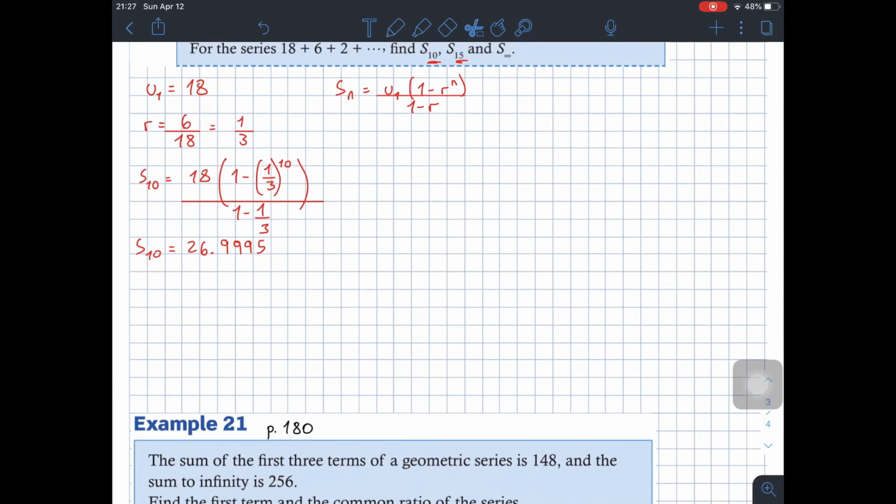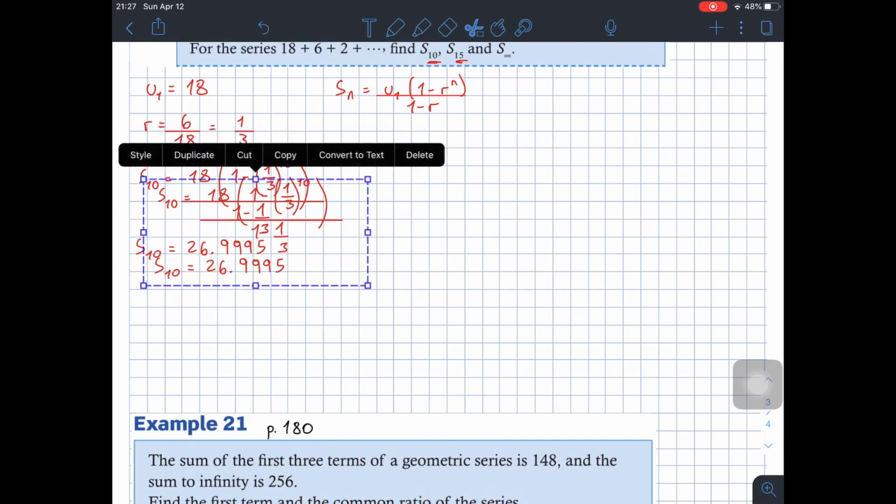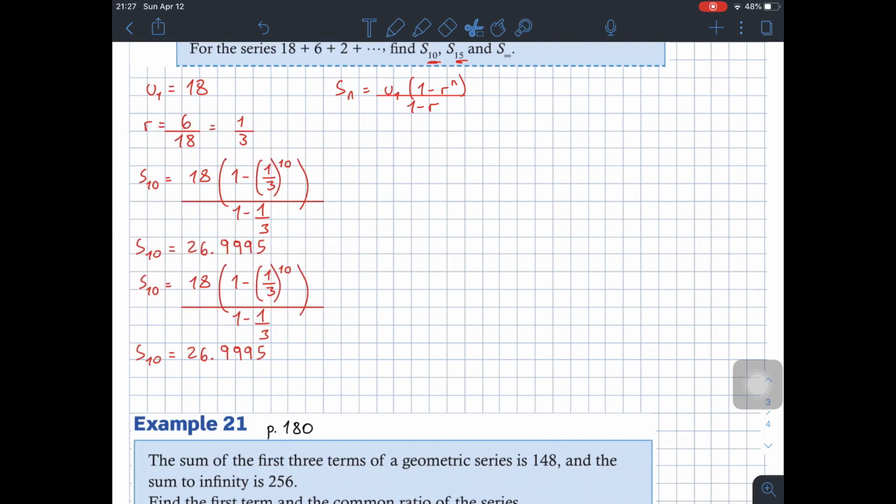Okay, then we do the same thing to calculate S15, the sum of the first 15 terms. I'm going to change these numbers a little bit. This would be 15. So this is 15 over here, 15 and 15. If you do that in your calculator, you should get a different number, which would be 26.999998. So it's almost 27, but it's not 27, okay?